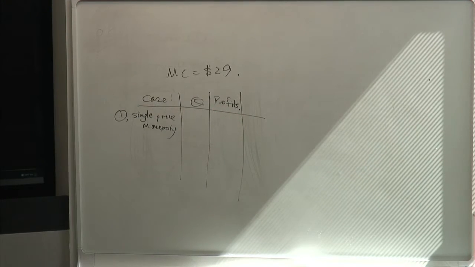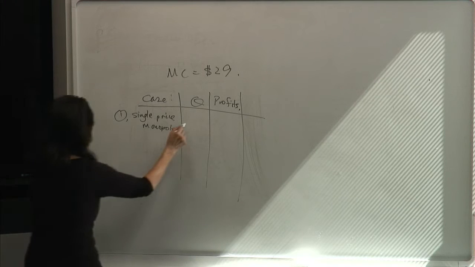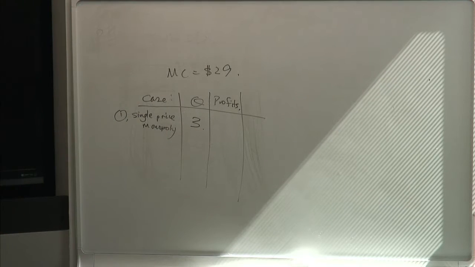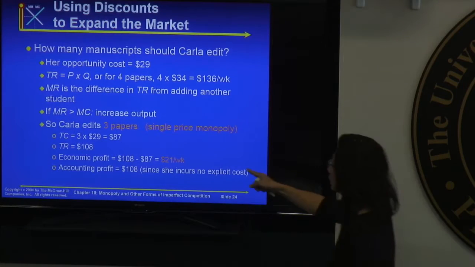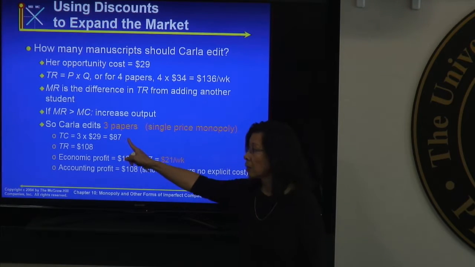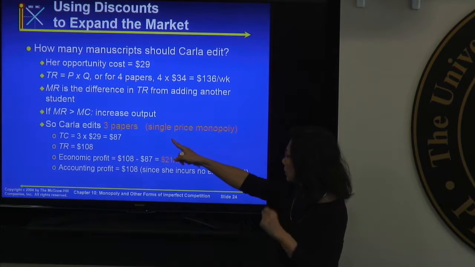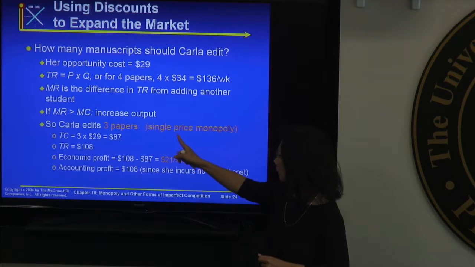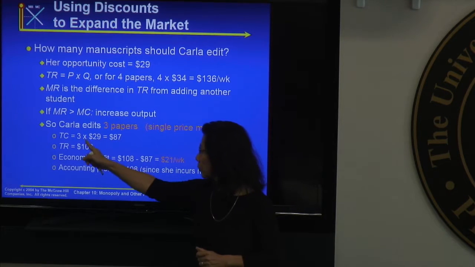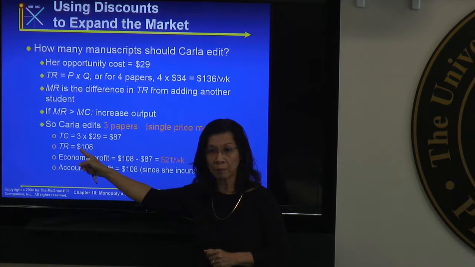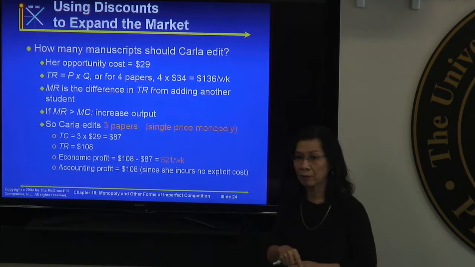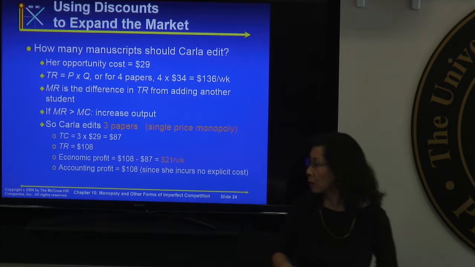Okay, so you know that in this case you serve 3 students, so I'm gonna put 3 there. Now what about the profit? Profit, we have to go back and look at this calculation. So if you end up serving only 3 students, or 3 papers in this case, the total cost will be 3 students, or 3 papers, times 29, which is 87. The total revenue is 108.